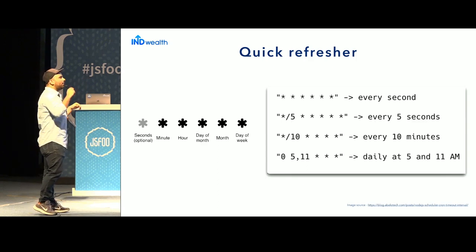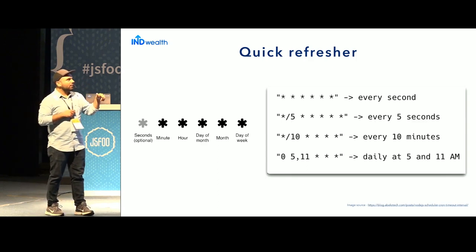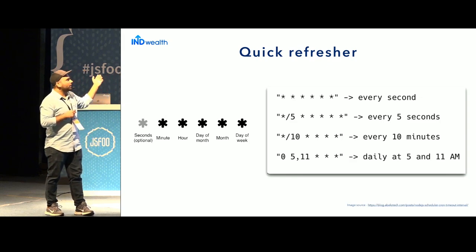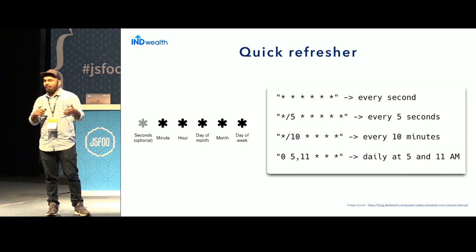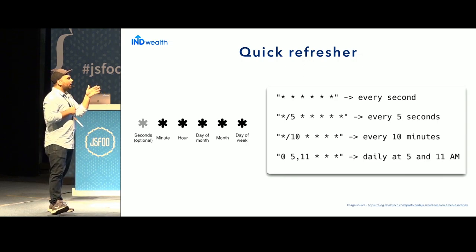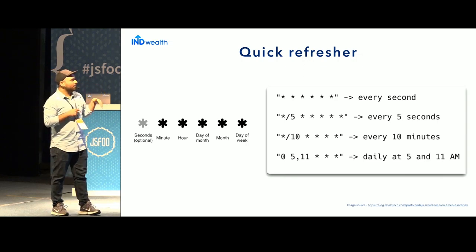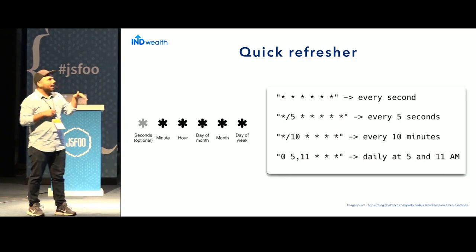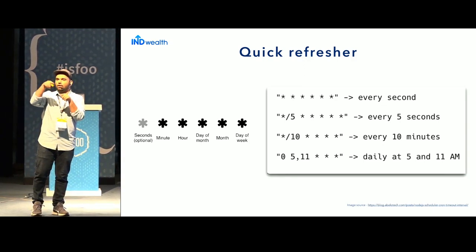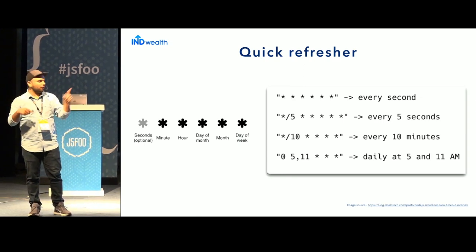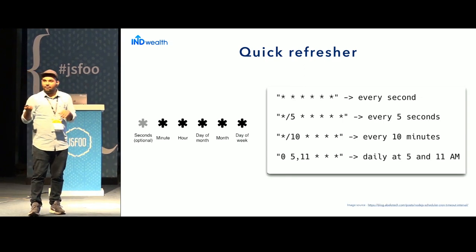So in the first example, I basically see six stars, right? And since I've specified the optional star, that basically means this task needs to be executed every second. In the second one, I've specified a range separator as a slash, which basically means that I want to do it every interval of that separated list, which basically means I want to do it every second, right?